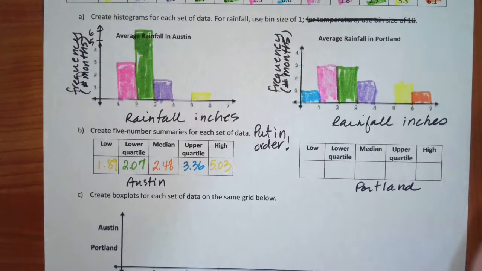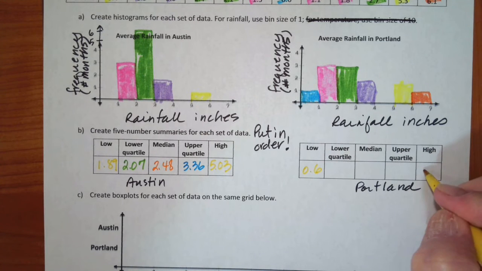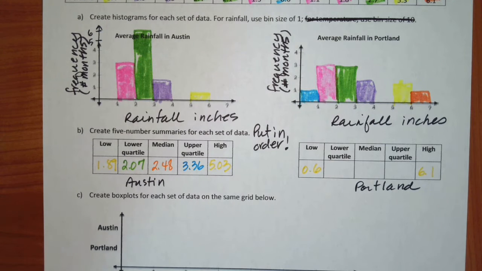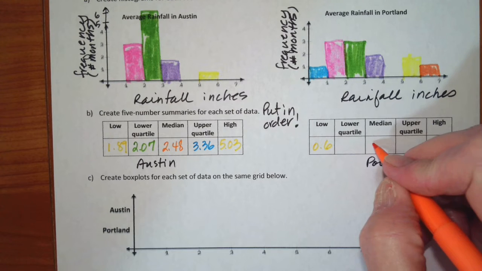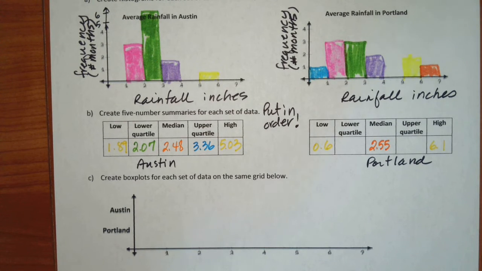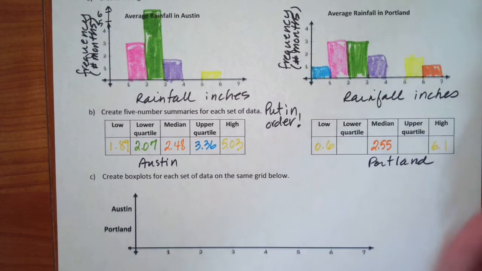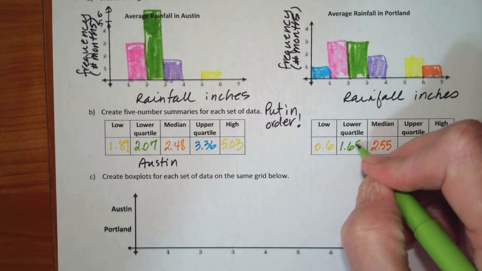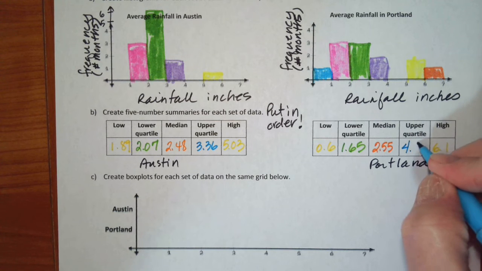Okay, if I line up all the ones on Portland, the low is 0.6, the high is 6.1. If I find the median, if I start out and count my way in, I'm going to have 2 in the middle. I'm going to have to find the average of those, and the median is 2.55. When I have the median, I'm going to count in and find that the lower quartile is 1.65 and the upper quartile is 4.6.